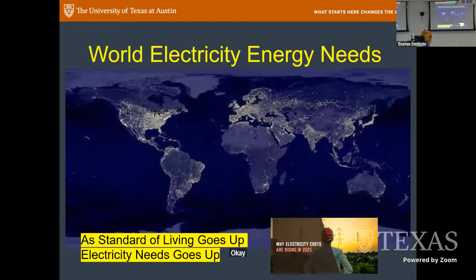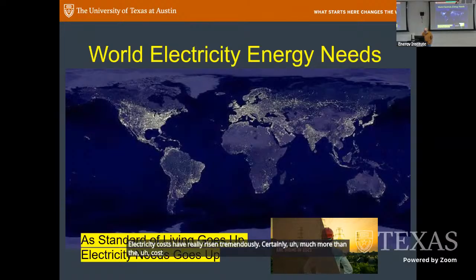Okay, so let's talk first about world electricity energy needs. Obviously, this is not a real picture. This is a real picture which has sort of been put together. And as we all know, as the standard of living goes up, electricity needs go up as well. And we also know that in the past 3 or 4 or 5 years, electricity costs have really risen tremendously, certainly much more than the cost of living.